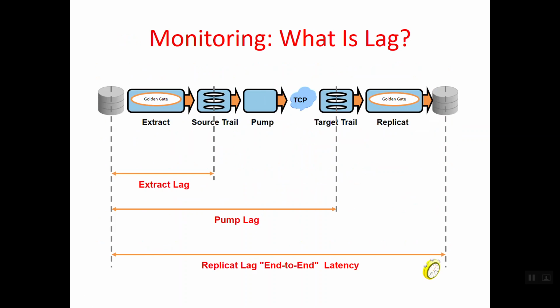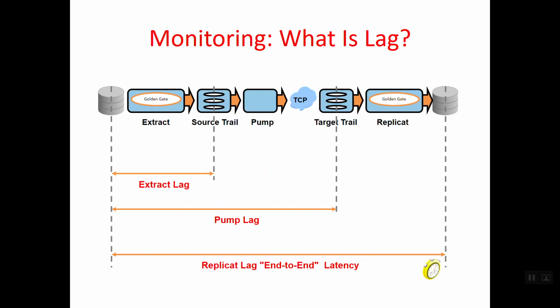Now let us understand each component and its own lag time. These lag times sum up to the total lag time for GoldenGate. The extract lag time would be the time from when the transaction is committed in the source system to when the transaction is written to the trail file. So the difference in time between the transaction being committed on the source system and being written on the trail file would be the extract lag.